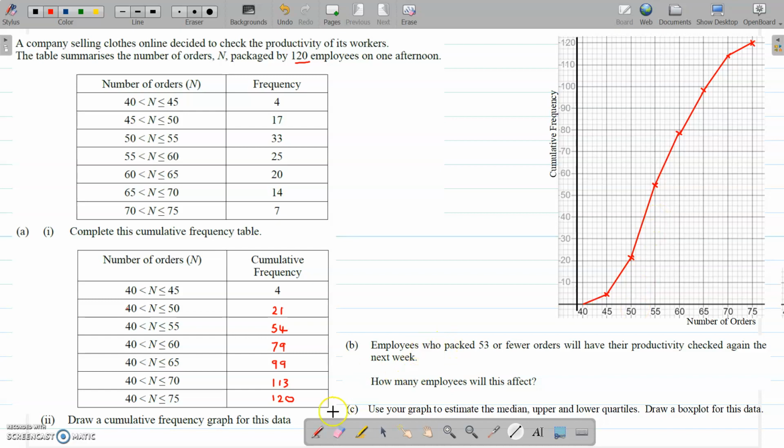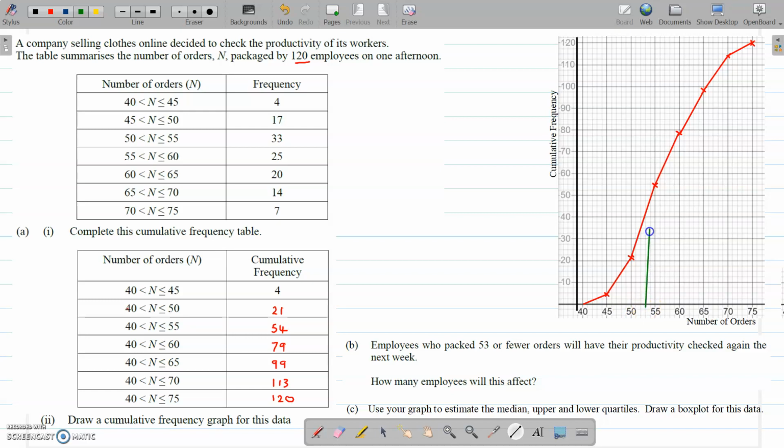Now we've now got a question to answer about it. It says that employees who packed 53 or fewer orders will have their productivity checked again. How many employees will this affect? Well, the way to answer this is to put the 53 clearly on the graph here. That's here, okay?